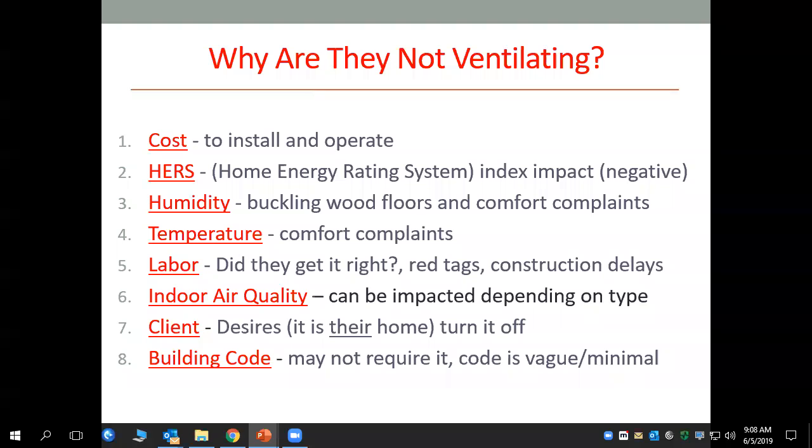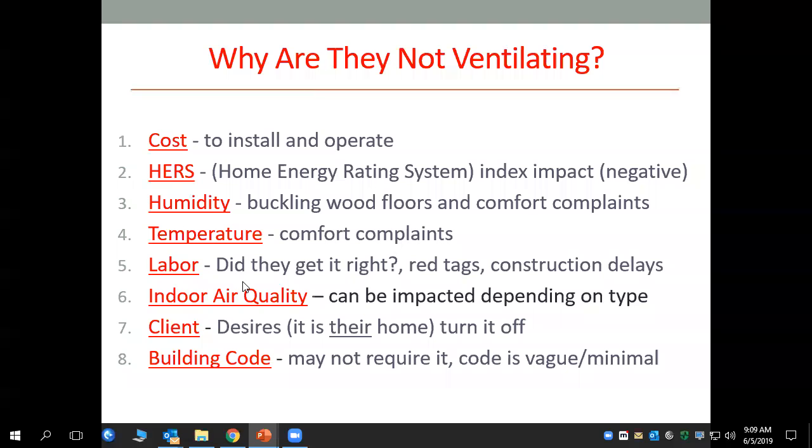All right, why are they not ventilating? Well, one, it's cost. It costs more. If you're in Lubbock and you're just putting in a 6-inch duct, that costs less than putting in something else, even the duct and damper. So if they get by, I don't think that's an effective way to do it, but you do see that. The Home Energy Rating System index impact, depending on how you look at it, can have a negative impact on your HERS score. You have humidity. If it's not managed properly, you can have buckling of the wood floors. You can have comfort complaints, temperature complaints. You're pulling in all this hot air 24/7.